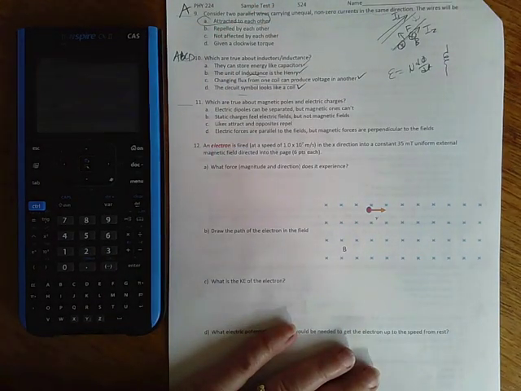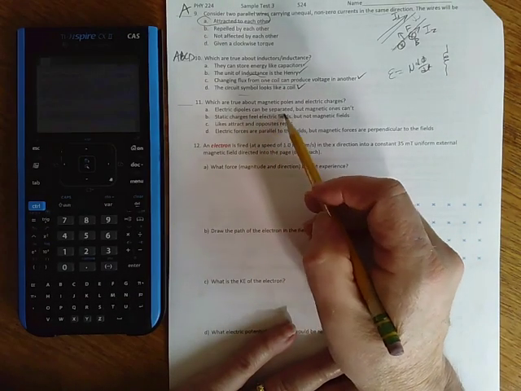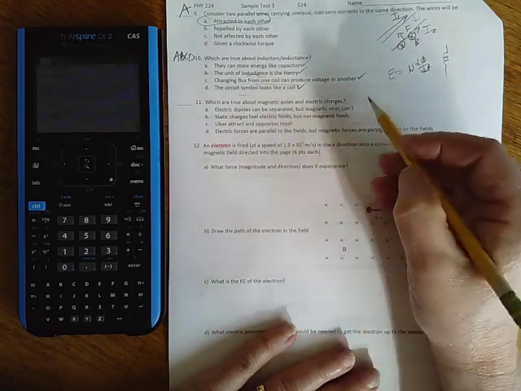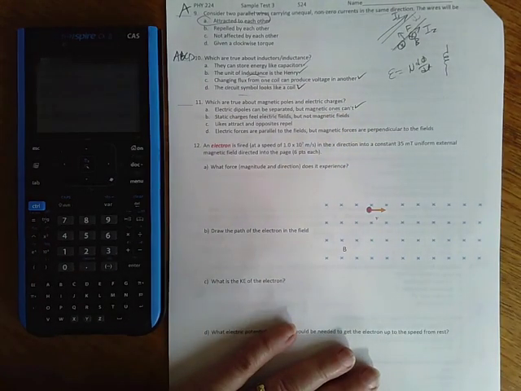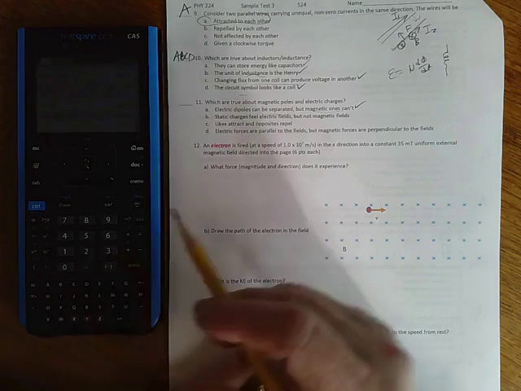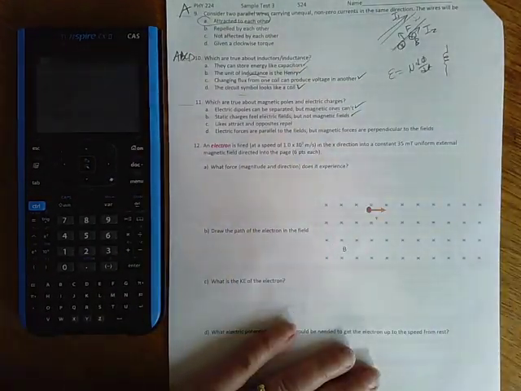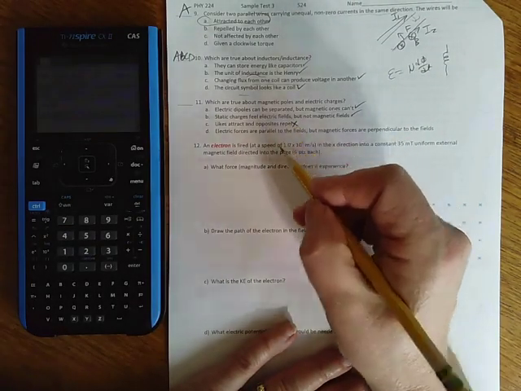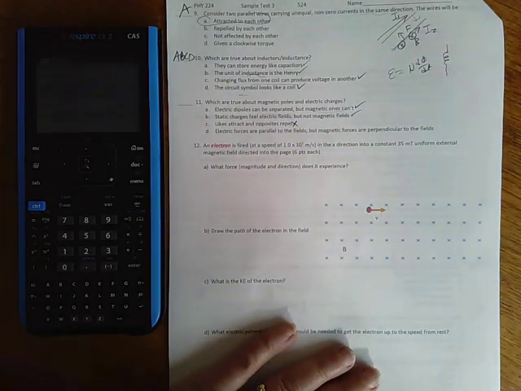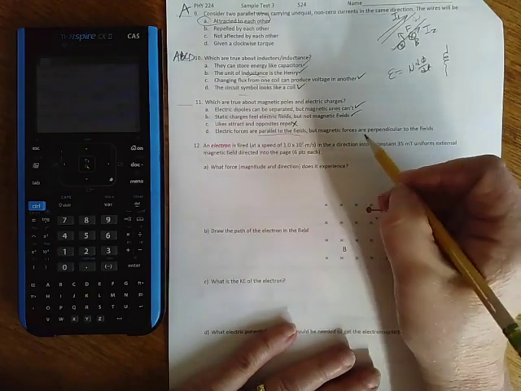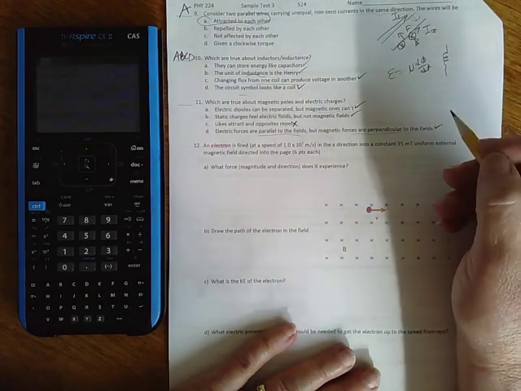Which is true about magnetic poles and electric charges? Electric dipoles can be separated, yes. Magnetic ones can't, that's true. Static charges feel electric fields, yes, but not magnetic fields, true. Likes attract, opposites repel, no, just the opposite of that. Electric forces are parallel to the fields, but magnetic forces are not, yes. So we got A, B, and D.